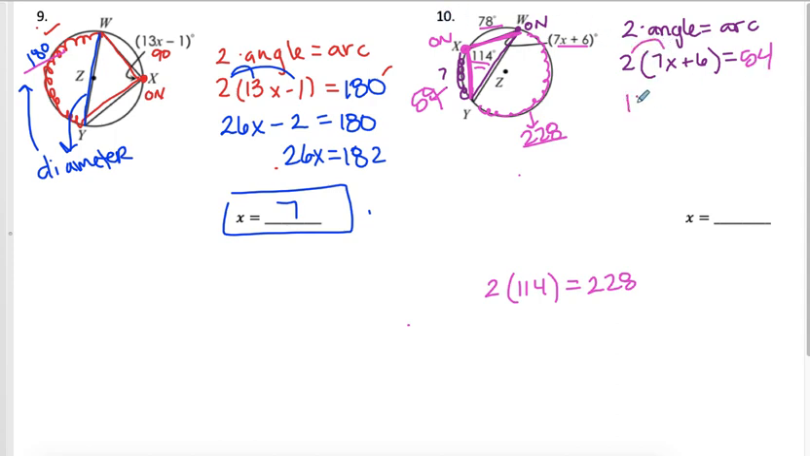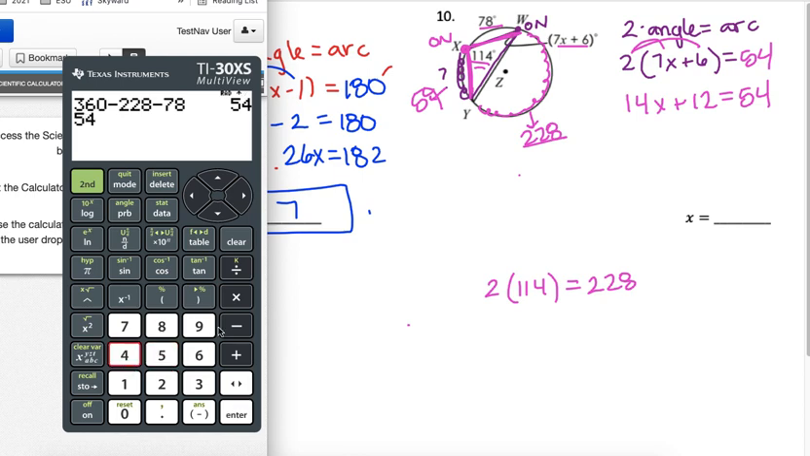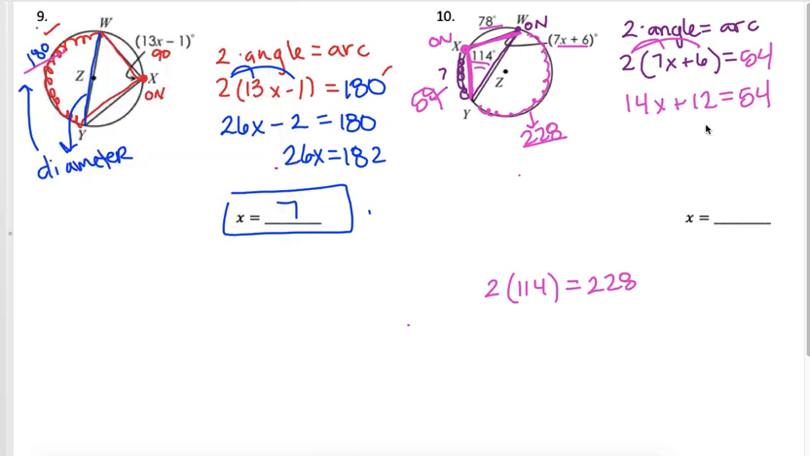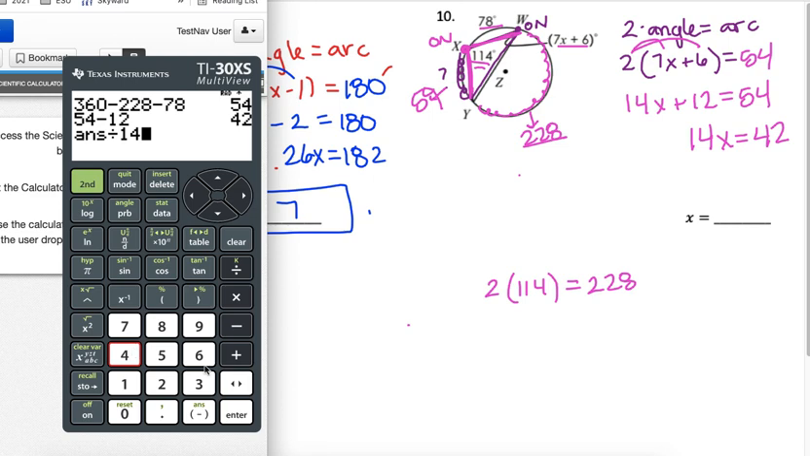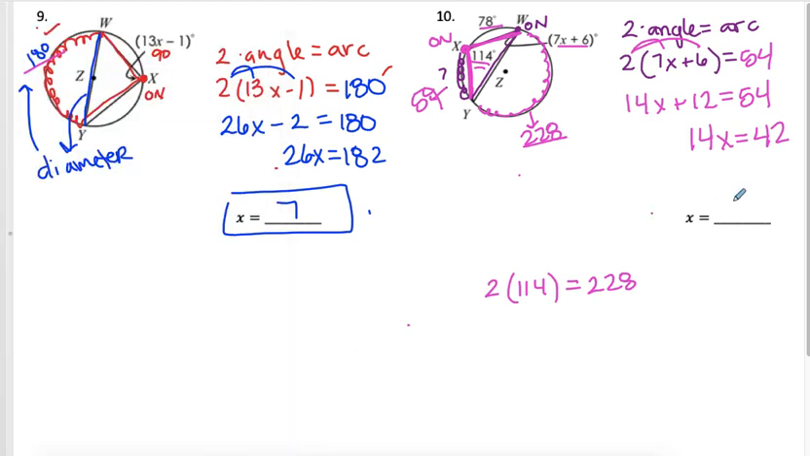So I'll distribute here. 2 times 7 is 14 plus 2 times 6 is 12 equals 54. I'm going to subtract 54. Or I'm sorry, subtract 12 from 54, giving me 42. And divide by 14. I get x equals 3. All right, so again, we could check our work plugging in 21 plus 6. 21 plus 6 is 27.